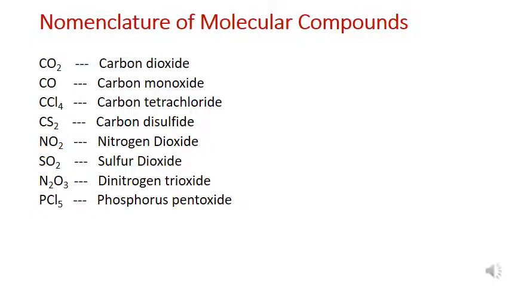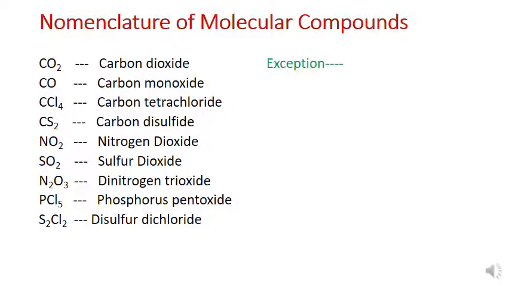The next one is PCl5. Cl is chlorine, P is phosphorus. The first element you write is phosphorus, and chlorine is 5, so pentachloride. Sorry, I said pentoxide, which is wrong. It is pentachloride. The next one is S2Cl2. Because sulfur is the first element and the number is 2, we write disulfur dichloride.